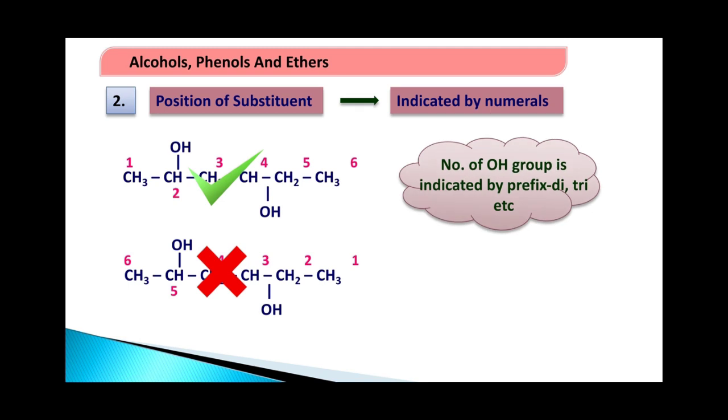The number of OH groups is indicated by di and tri, since we have 2 OH groups. Hence the IUPAC name is hexane-2,4-diol. Now you may ask, why have we not skipped the E? Because here before OL we are adding the prefix di, because 2 OH are there. Since E and D, not E and O, are adjacent, we are not going to skip the E. Remember, only when E and O come together do we skip the E. In diol, triol, in all those cases we do not remove the E.